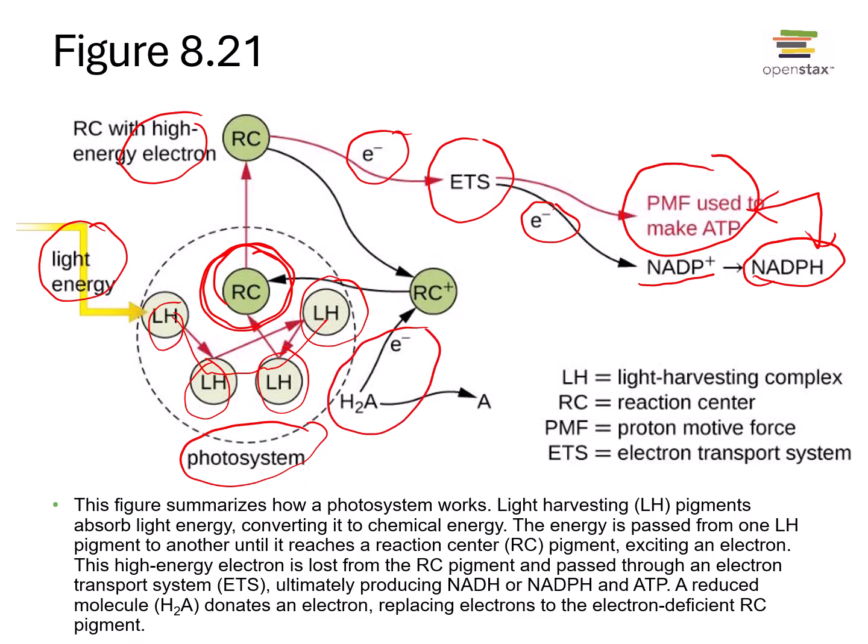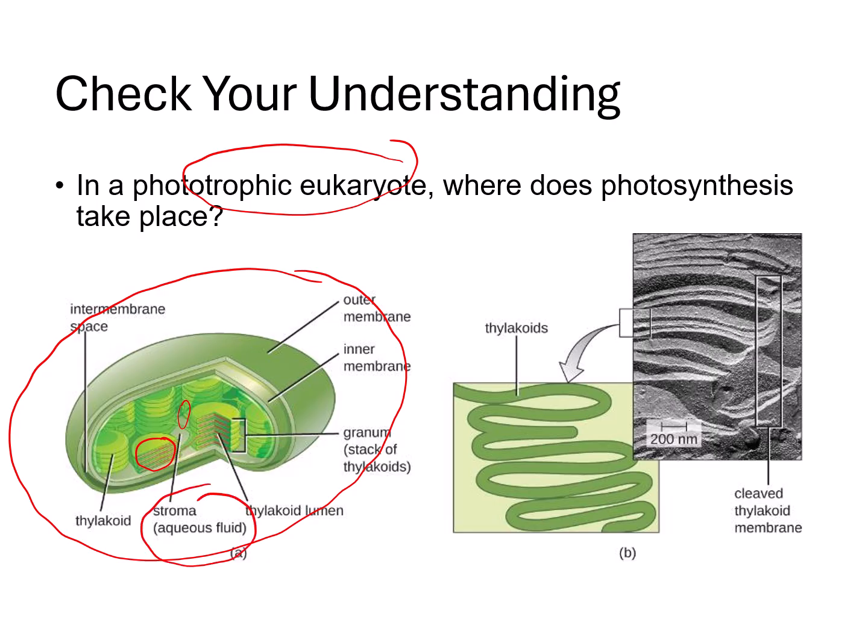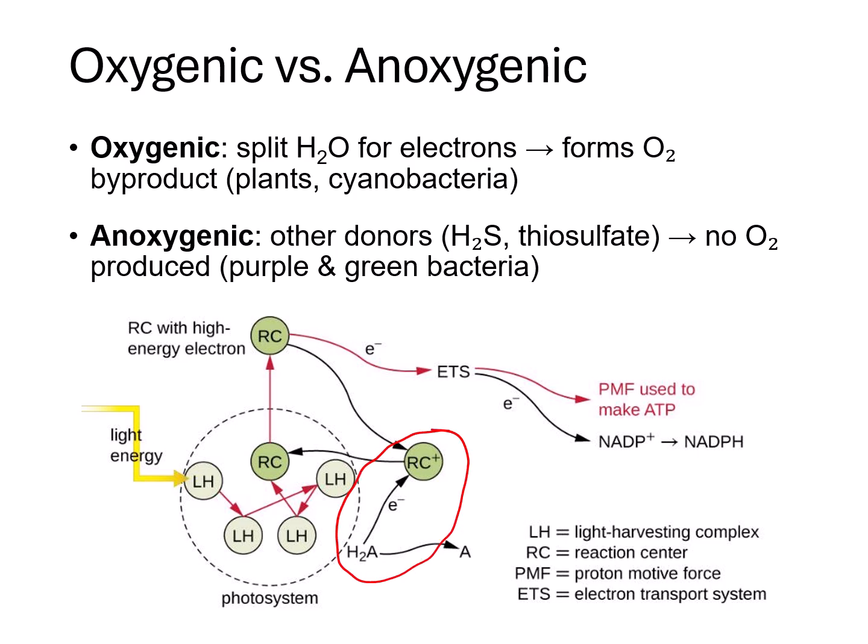In a phototrophic eukaryote, where does photosynthesis take place? We said it occurs in chloroplasts. So the light-dependent reactions are going to happen in the thylakoid membranes. The light-independent reactions, or the Calvin cycle, are going to happen in the stroma, which is just the fluid portion inside the chloroplast. Earlier, I mentioned that the reaction center lost its electron. Remember that electron was passed to NADP+ to make NADPH. So now we have to eventually replenish that electron. And that is shown over here.